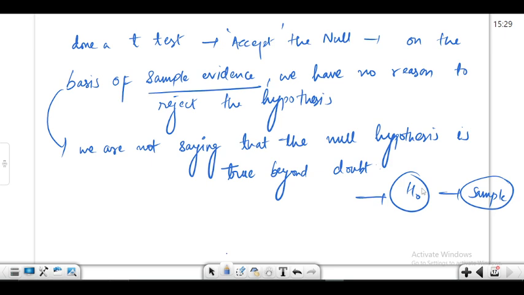Whenever we accept or reject a hypothesis, it is based on the sample evidence that we have and the hypothesis that we have created. For a different hypothesis and a different sample, the result might be different, or for the same hypothesis and a different sample, the result might be different. So it is all situational.